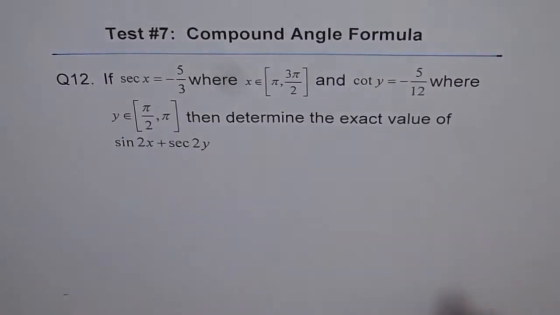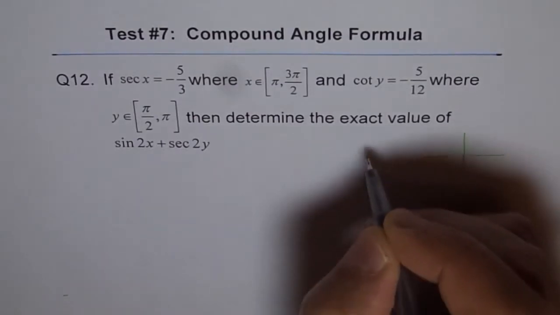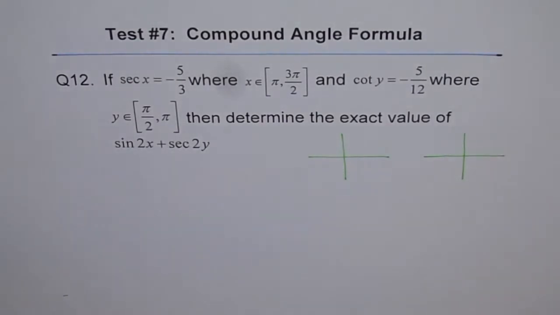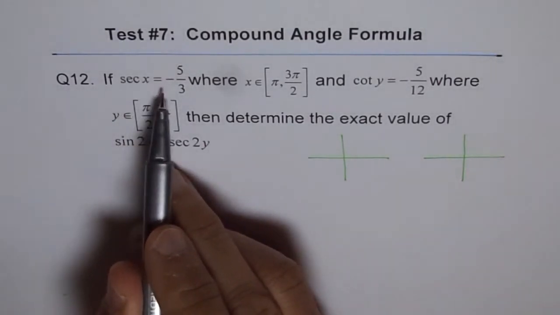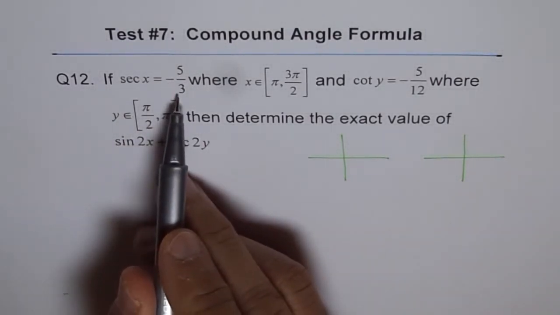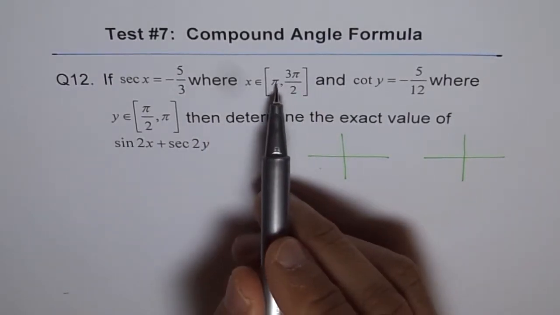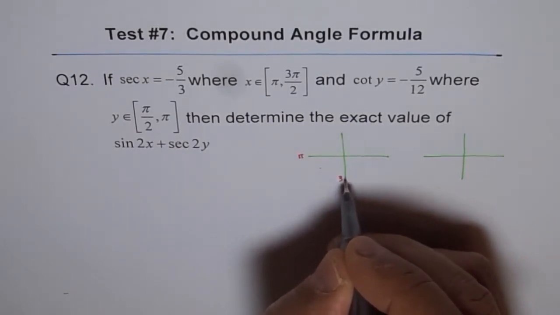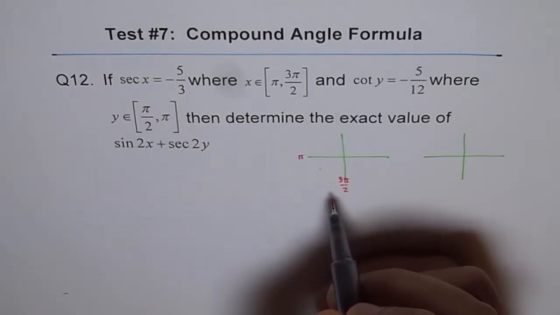Okay. So to solve this, let's make our triangles first. Let's see where the triangles are, and then we will substitute the values and find the answer, right? So the two parameters for us are x and y. We are given secant x equals minus 5 over 3, and it is in quadrant 3 between pi and 3 pi by 2. So this is pi and that is 3 pi by 2, correct? So x is somewhere in between.